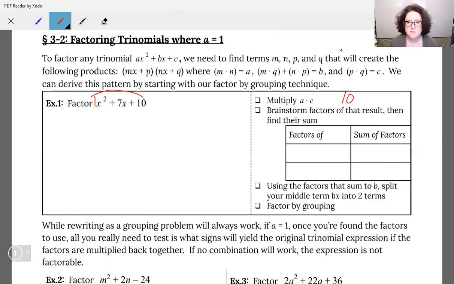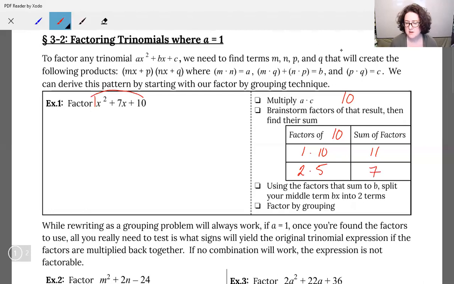So now I need to brainstorm factors of that result, then find what's going to happen with their sum. And you're going to see why I'm doing this in a second. So I'm brainstorming factors of 10. And the only way that I can break down a 10 is either 1 times 10 or 2 times 5. Now, if I think my factors, that's different than sums. Sums is when I'm going to add. So 1 plus 10, well, that's going to give me an 11. 2 plus 5, that's going to give me a 7.